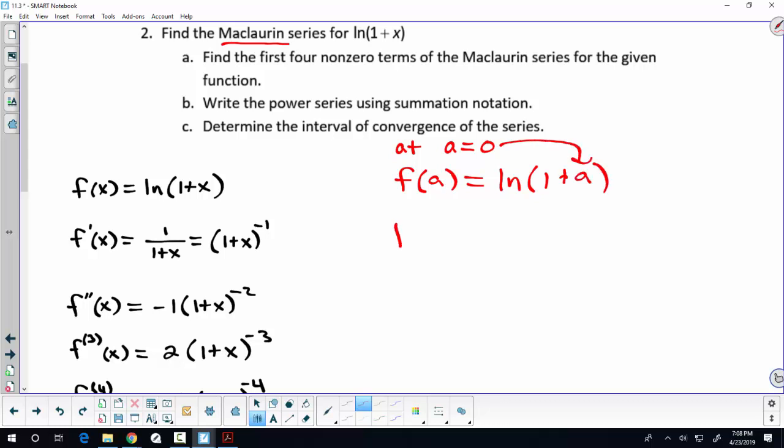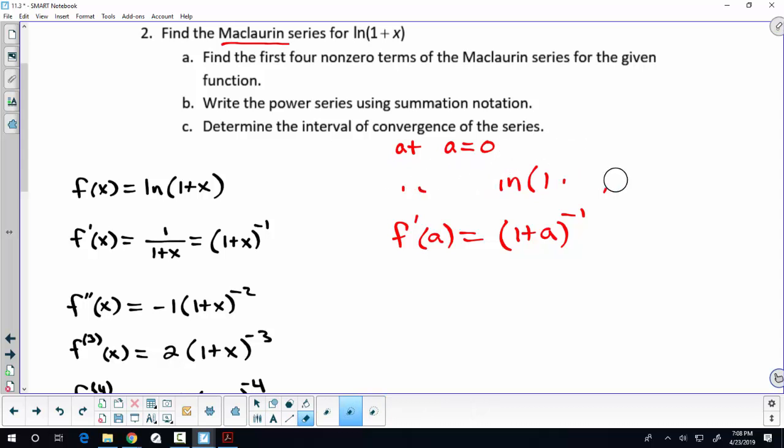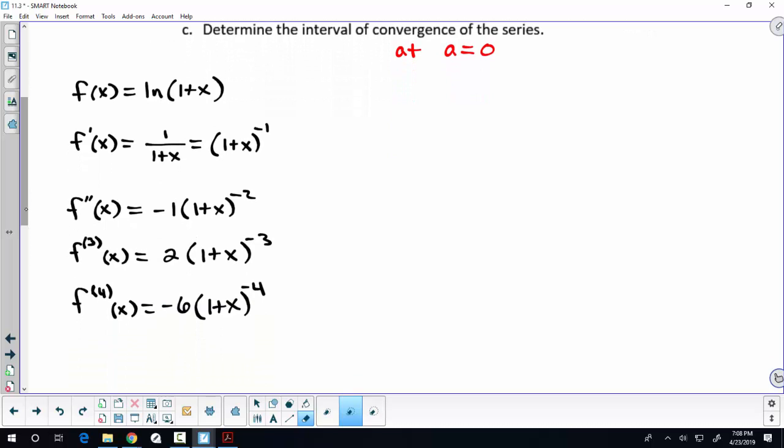Same thing for the first derivative. The first derivative at a is 1 plus a, sorry, to the negative 1, and so on and so on. And then we're plugging in a equals 0 into that. Does that make sense? Okay. Hopefully my notation isn't confusing. Most of you are past this, which is fine. You can keep working. I'm just going to try to catch up since it's been about 30 minutes.